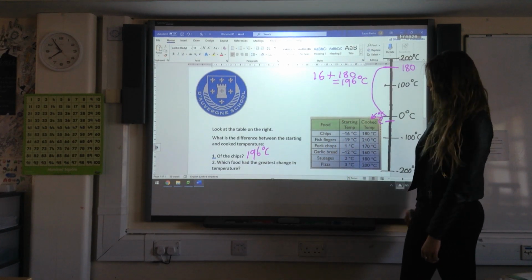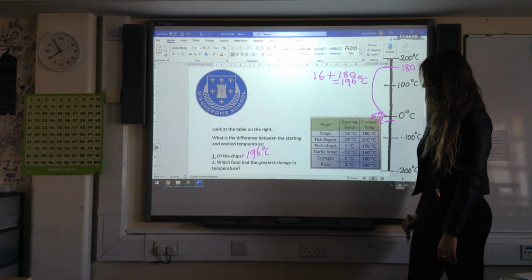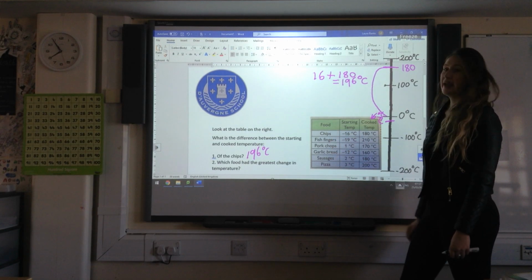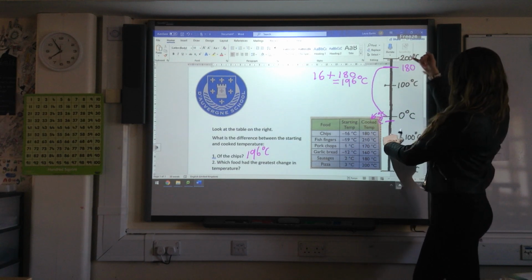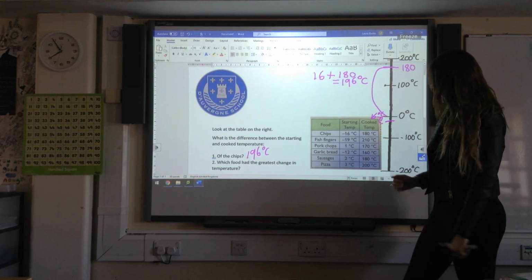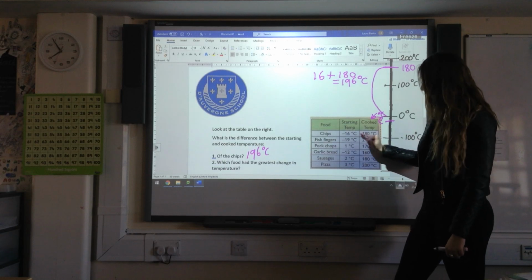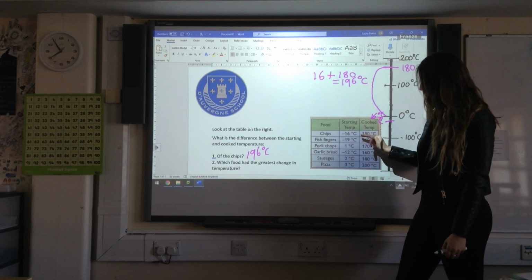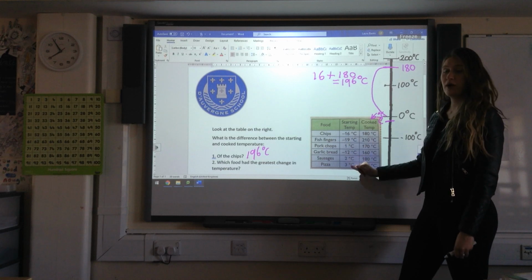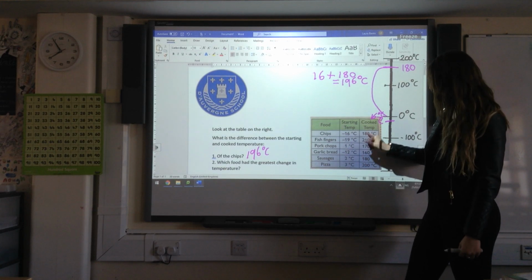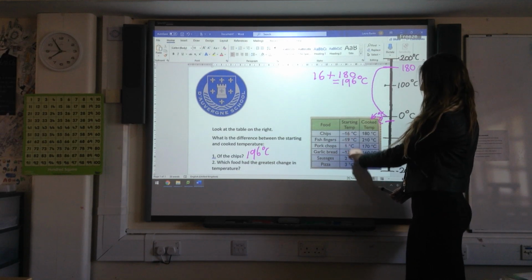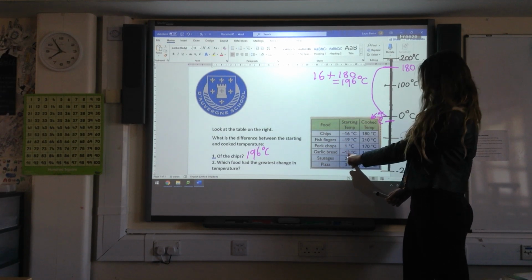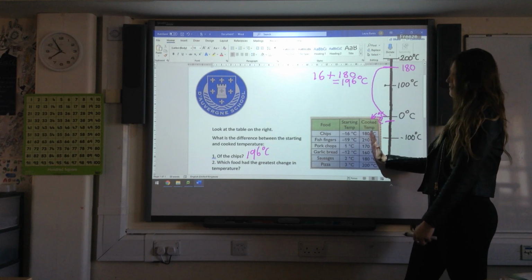Part 2. Which food had the greatest change in temperature? If we look at the foods here, for the biggest change, we're wanting there to basically be the biggest range. So the first thing that I'd be looking for is the number, or the numbers that are lowest in this column, and ideally the ones that are highest in this column. It might be that you've got a number that isn't quite so low in this column, but it's by far the highest in this column.